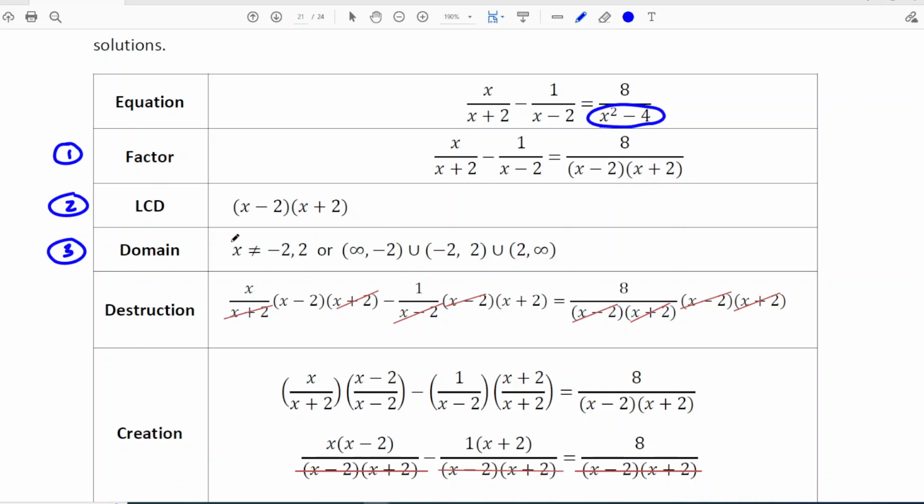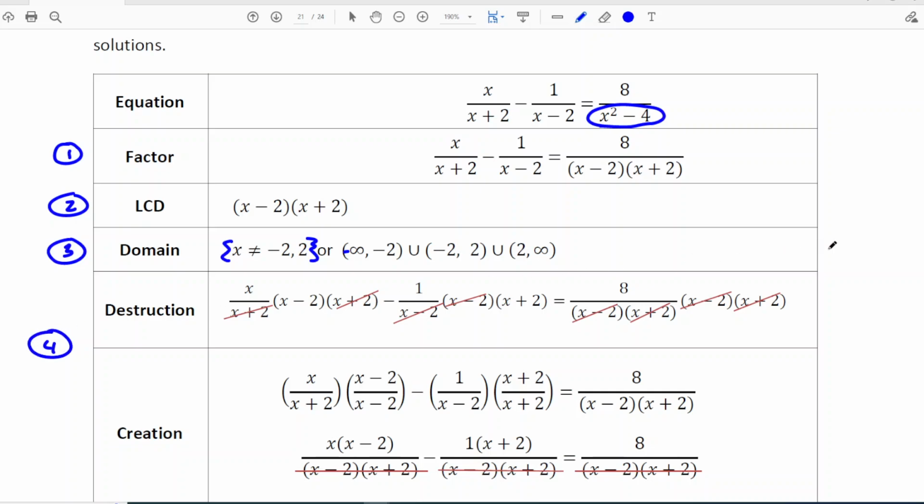This is set notation. I prefer set notation for these, but our textbook seems to love interval notation. So you could also say that the domain is that x cannot equal negative 2 and 2, meaning it can be everything from negative infinity to negative 2, negative 2 to 2, and then 2 to positive infinity.